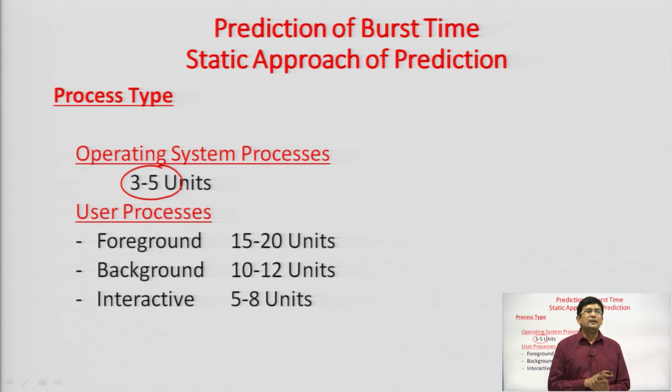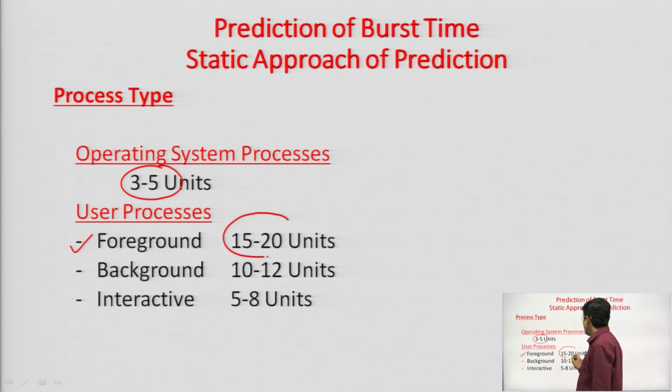Now, similarly, if we have user processes, not the operating system process, and we have a foreground process, let us predict that its burst time should be 15 to 20 units. You can take any figure in between. Similarly, if you have a background process, then you should declare that the predicted burst time is 10 to 12 units. You can take any figure in between 10 to 12.